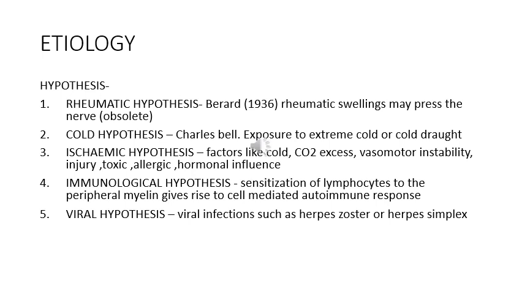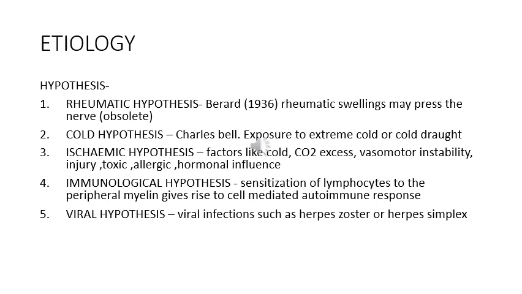So when we come to the etiology, there are many hypotheses on how this disease has occurred. A few of them are earlier, old hypotheses which are not even used now, but I'm just mentioning them. I'll just read through this, it's for your information. That is the rheumatic hypothesis, from 1936. It is caused by rheumatic swellings which may press the nerve. That hypothesis is not used now, it's obsolete.